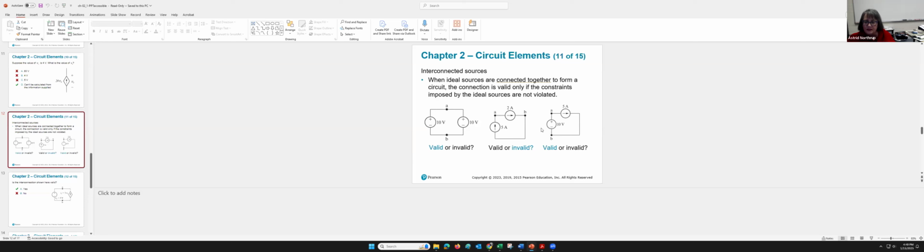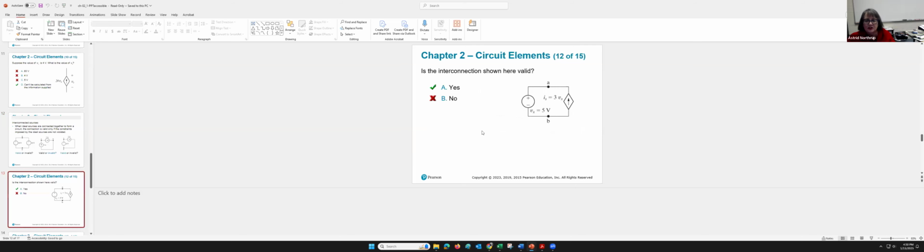Well, we have an independent voltage source at 10 volts and an independent current source at 5 amps. Is this valid? Yes, it is, because they don't contradict each other. 10 volts, which is that separation of charge, 5 amps, which is the movement of charge, it works in the same circuit between the two nodes.